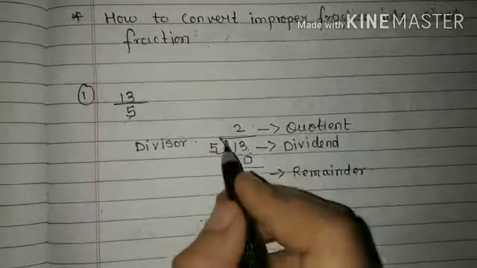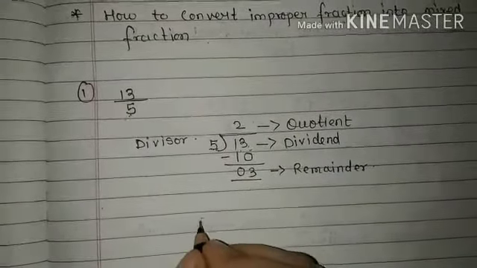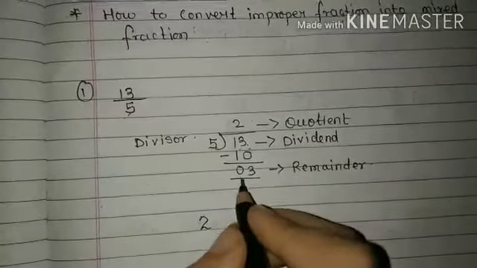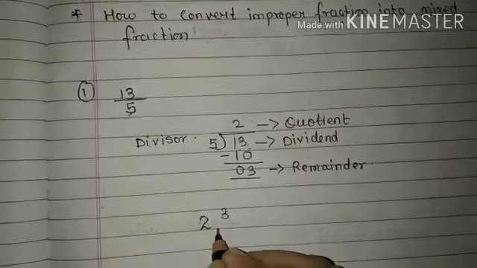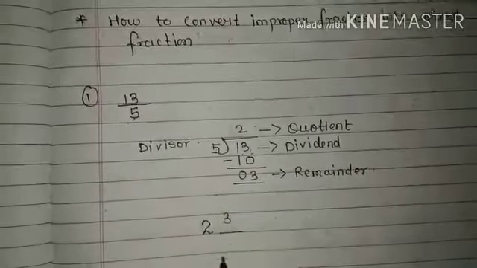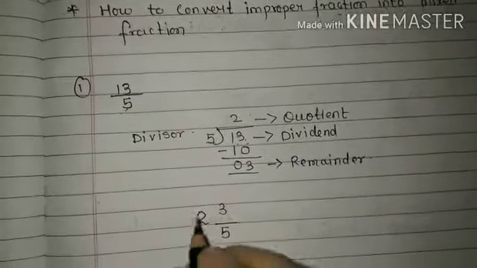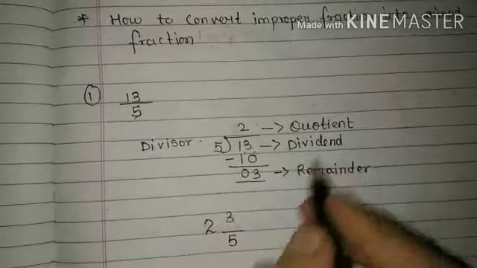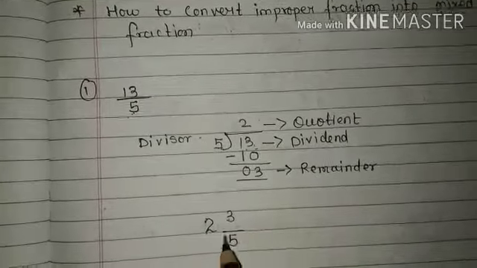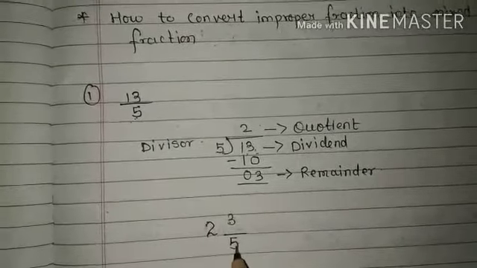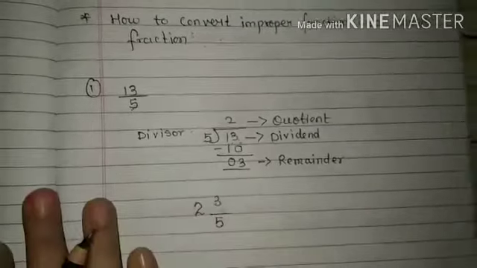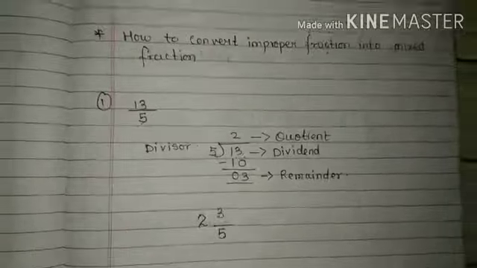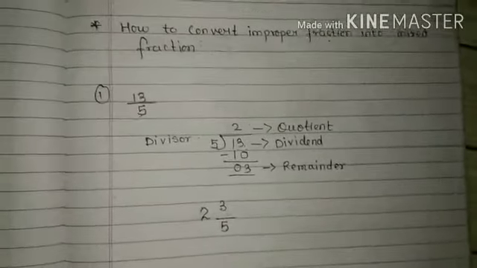First we have to write this quotient, 2. Then the remainder we need to write upon the divisor. So 2 is the quotient, 3 is the remainder, and the divisor is 5. So this way we have to convert an improper fraction into a mixed fraction.